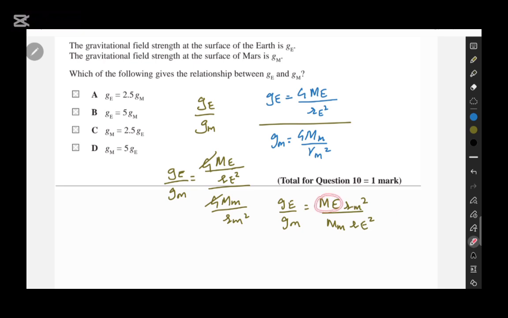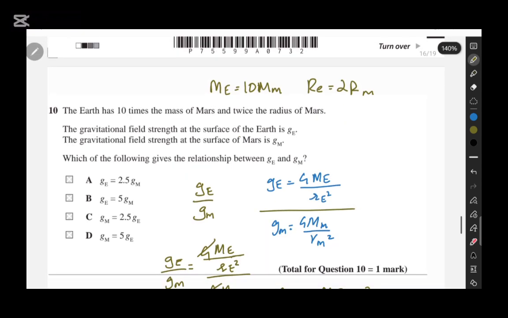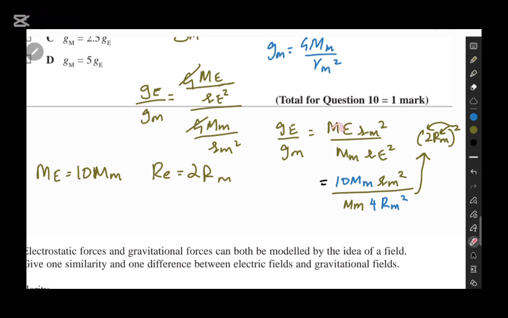So this is the mass of Earth times the radius of Mars squared, over the mass of Mars times the radius of Earth squared. And we know from the start of the question that the mass of Earth is 10 times the mass of Mars and the radius of Earth is twice the radius of Mars. So I'm going to plug those in. The mass of Earth has been replaced by 10 times the mass of Mars, and the radius of Earth squared has been replaced by 4 times the radius of Mars squared. The reason it's 4 is because it's 2 times the radius of Mars, so when you square it, it becomes 4. I hope I wasn't too quick.